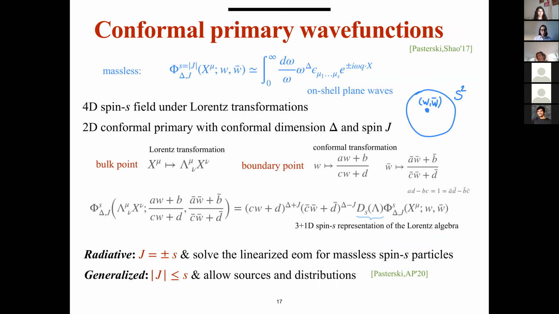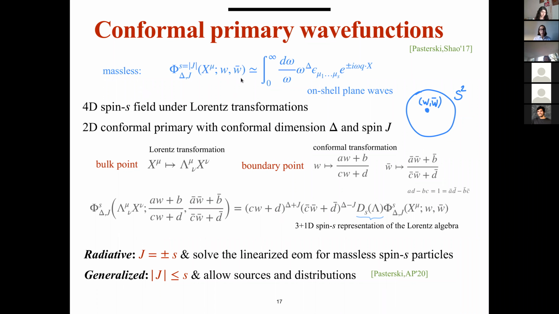Okay. So now let me discuss wave functions. I will focus on the massless case from now on. If we do a Mellin transform of on-shell plane waves, we get something that's gauge equivalent to what we call conformal primary wave functions. These wave functions depend on a bulk point x and the boundary point on the sphere w and w bar.